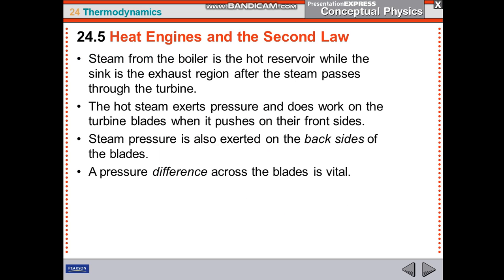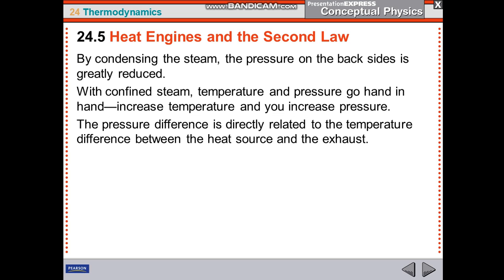Steam from the boiler is the hot reservoir, while the sink is the exhaust region after the steam passes through the turbine. The hot steam exerts pressure and does work on the turbine blades when it pushes on their front sides. So there must always be a pressure difference. By condensing the steam, the pressure on the back side is greatly reduced. With confined steam, temperature and pressure go hand in hand. Increase temperature and you increase pressure. So the pressure difference is directly related to the temperature difference between the heat source and the exhaust.